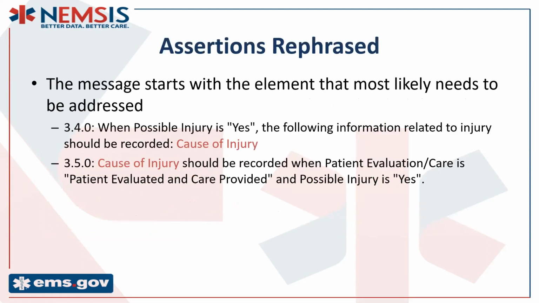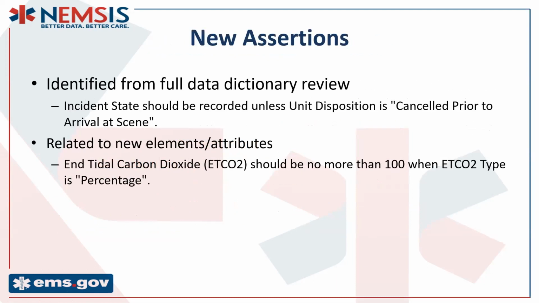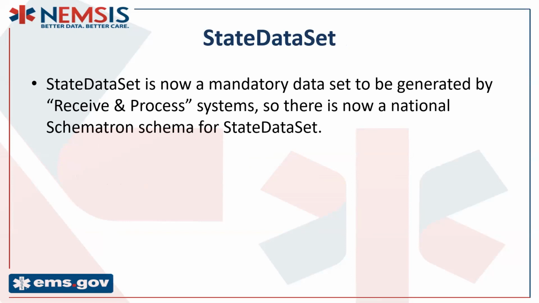Okay, we have also rephrased the text of the assertions. We have tried to put the element that most likely needs to be addressed right at the beginning of the text. So that's the first thing the provider sees, is probably the thing they need to go fix. And we have added a few new assertions to the 3.5 national rules, some that we've identified from doing a full data dictionary review, and others that we're adding because of new data elements or new attributes that are being added to the standard.